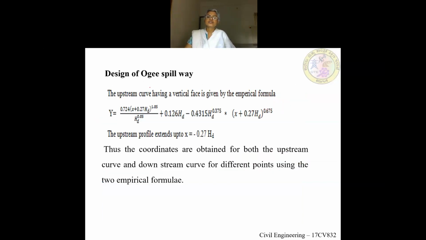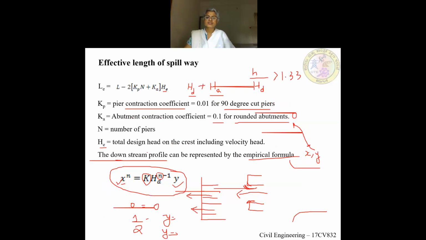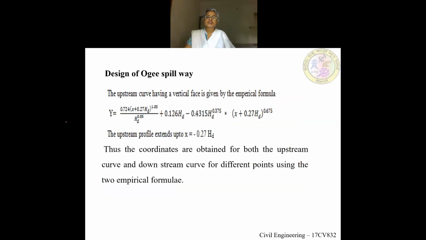And so we got an empirical formula for the downstream side. It was this. And now there is an empirical formula for the upstream curve. The upstream curve is a short curve, so it will be like this. This is the downstream curve. The upstream curve is this, from the origin, this side. This curve is called the upstream curve.